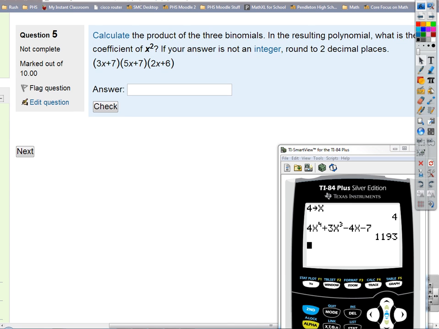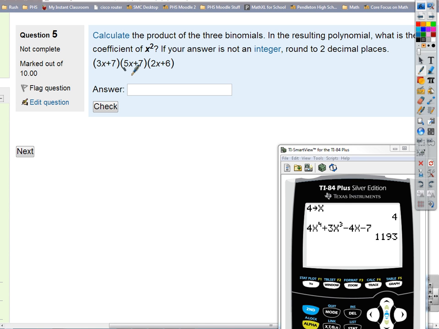Okay, what about this guy? Calculate the product of the three binomials. In the resulting polynomial, what is the coefficient of x squared? So this time you're kind of stuck actually multiplying them out, aren't you? But it's no big deal. We're just going to multiply. I won't even do this one. Let's just talk about how we would do it.